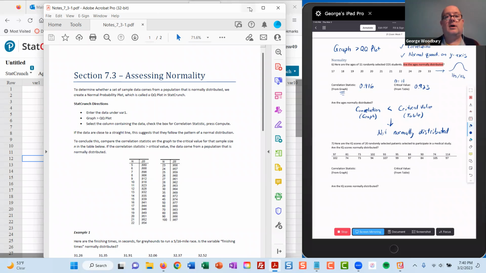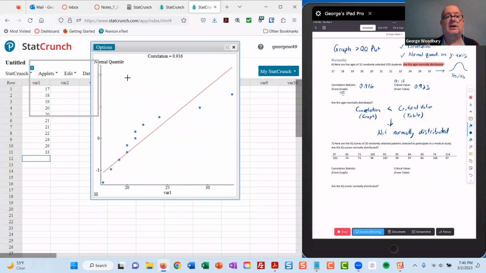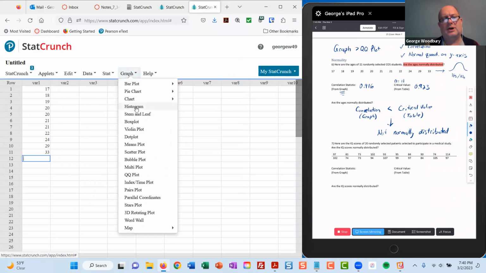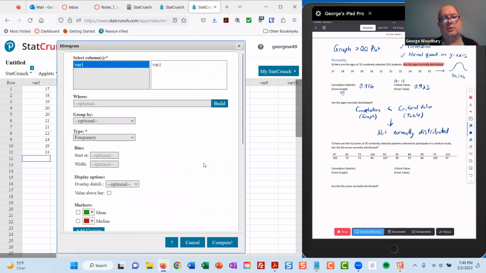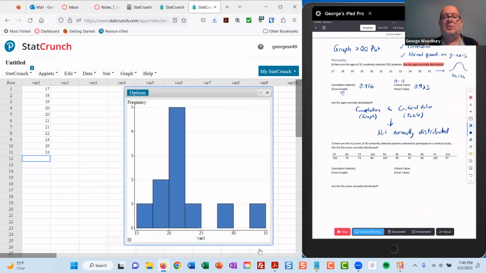Now, if I were to make a histogram of this data, and don't make this, I just want to show you, we can start to see why maybe this wouldn't be normally distributed. The left side looks like it could be, but the right side is definitely not following that kind of symmetric pattern. But the histogram's not enough to tell alone either. So the only way we can do this is by making the QQ plot and comparing the statistic on the graph to the value from the table.